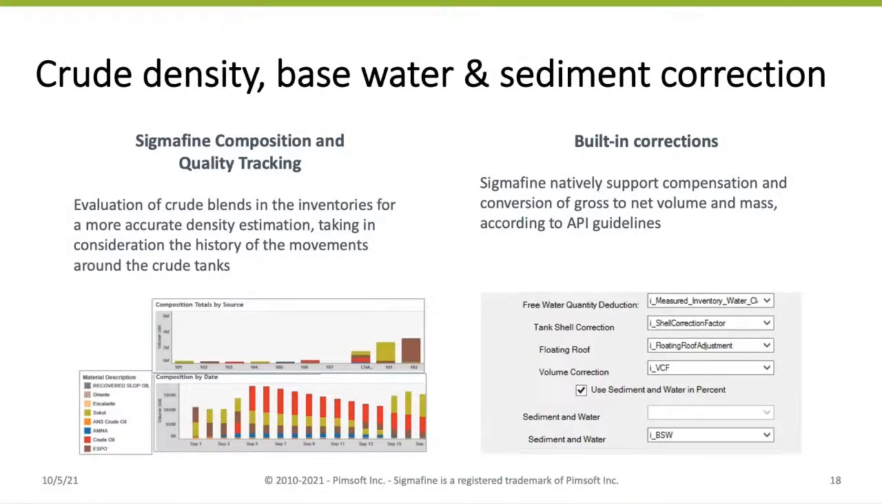The second error is related to the overestimation of the amount of measured crude due to the water and sediment which is mixed together with the crude before the desalter. Sigmafine, for that purpose, has built-in corrections to take care of the information regarding the amount of water and base sediment and to automatically correct the amount of hydrocarbons.